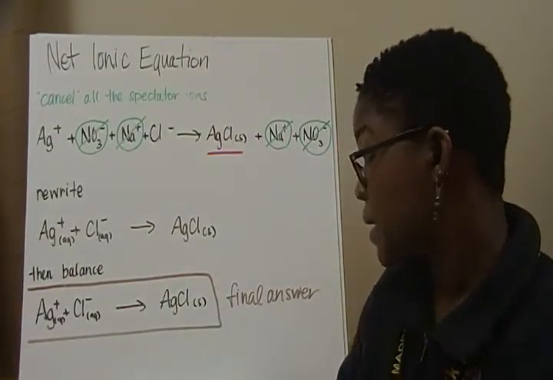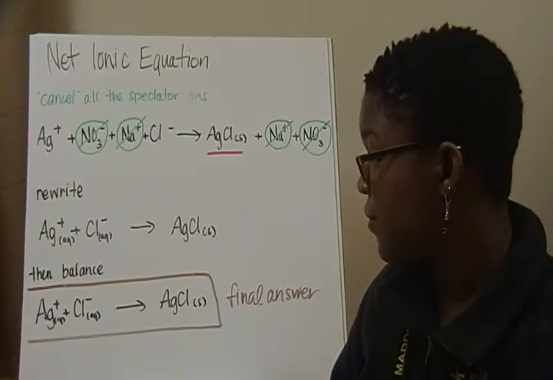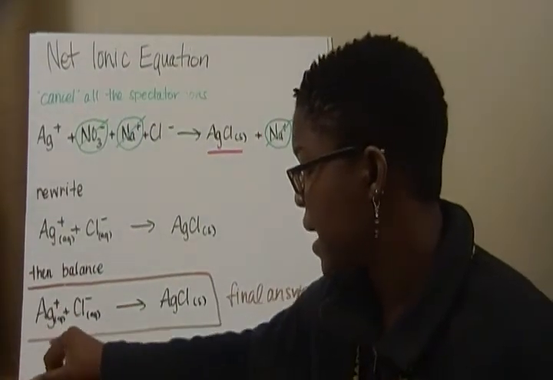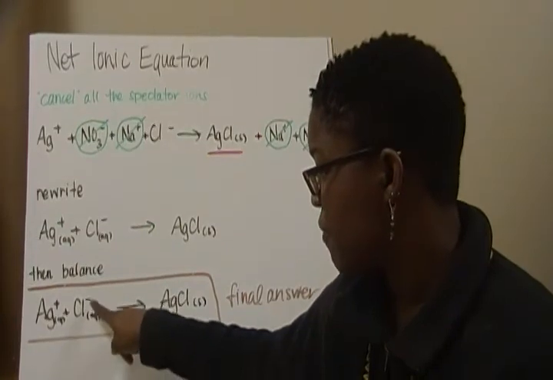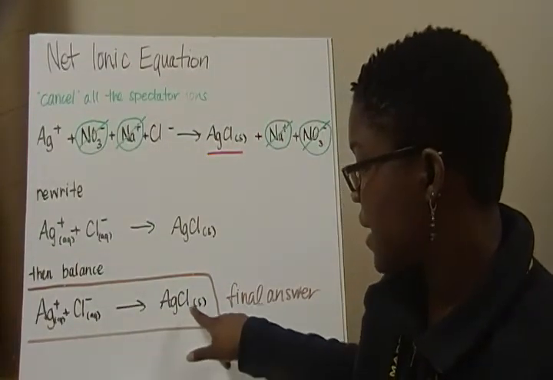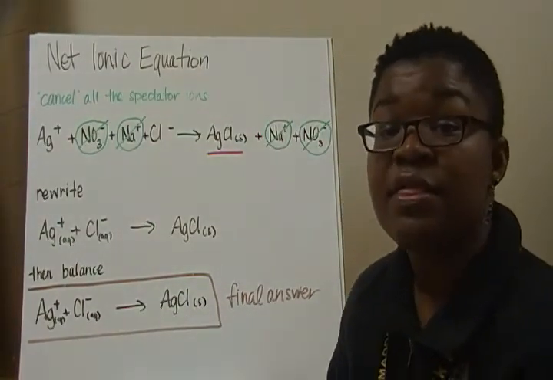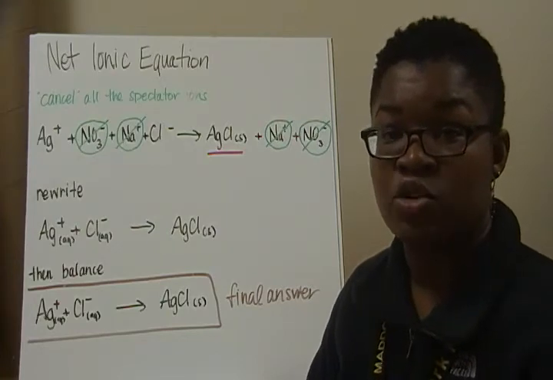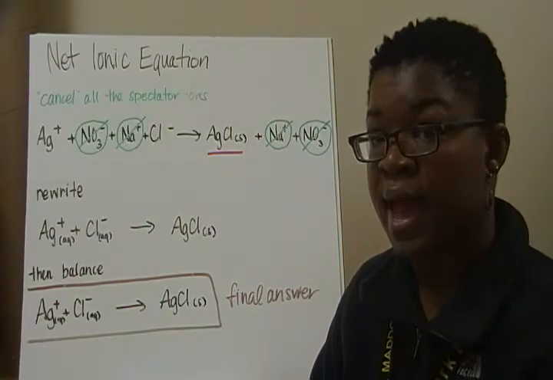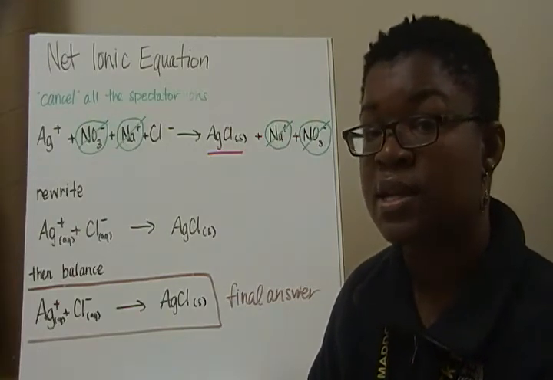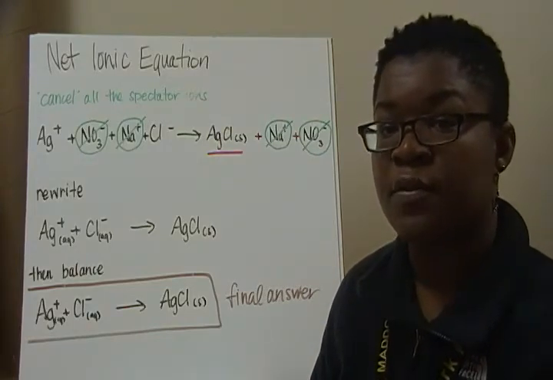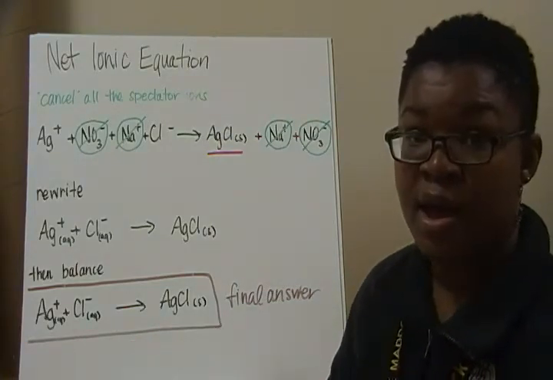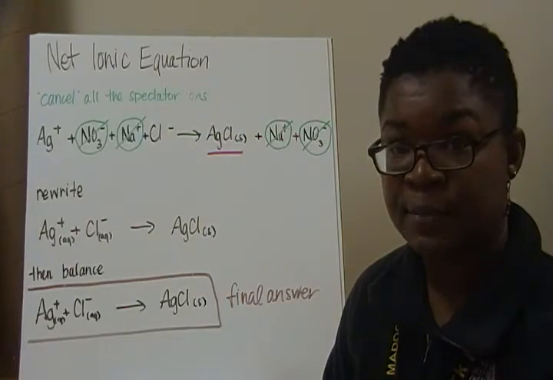Now this particular one is completely balanced, and so our final answer is Ag plus aqueous plus Cl minus aqueous yields AgCl, solid. So even though sodium and nitrate were in the solution and they were part of the reactants, because they were also part of the products, they did not take part in the reaction, and we do not show them in the final answer.